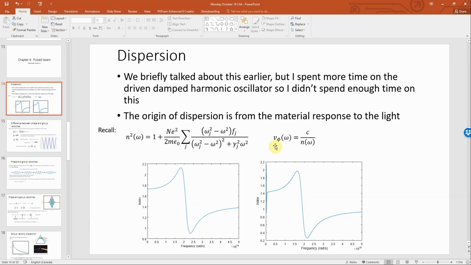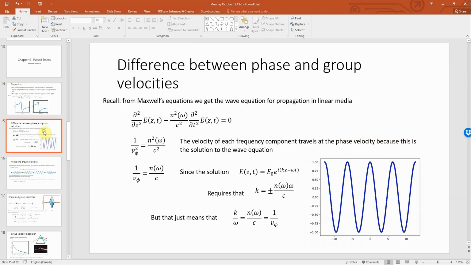The phase velocity is the speed of light in vacuum divided by the index of refraction. This is the velocity that you normally think of when you think of the speed of light in some material, the phase velocity, or the velocity of a certain frequency. But it turns out that phase velocity isn't the only velocity. You also have to think about group velocity. Once we have pulsed lasers, you actually have to think about how fast the pulse is traveling, not just how fast each individual frequency is traveling.